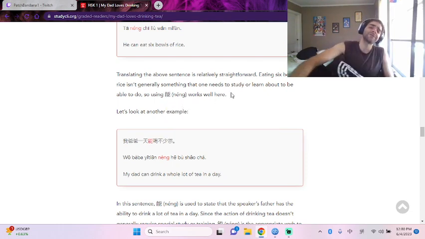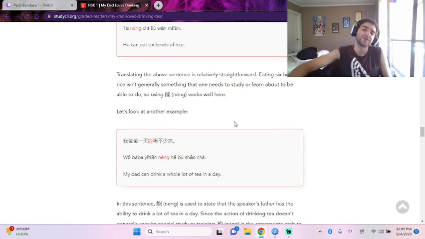Translating the above sentence is relatively straightforward. Eating 6 bowls of rice isn't generally something that one needs to study or learn about to be able to do. You may have to train in order to eat 6 bowls of rice, unless they're tiny bowls.